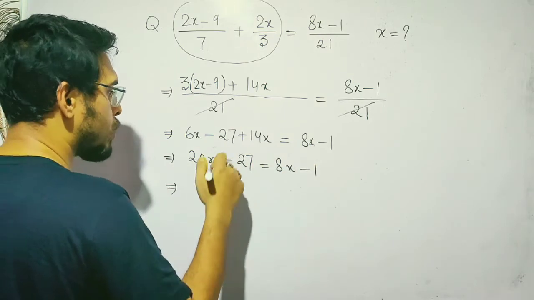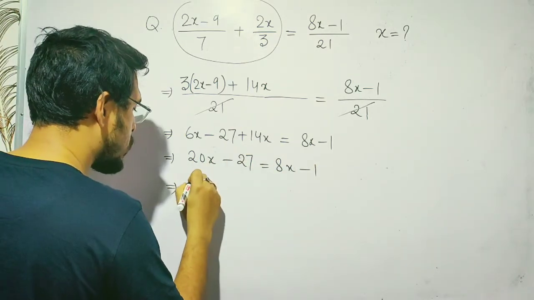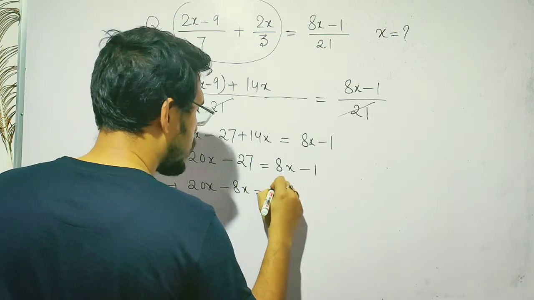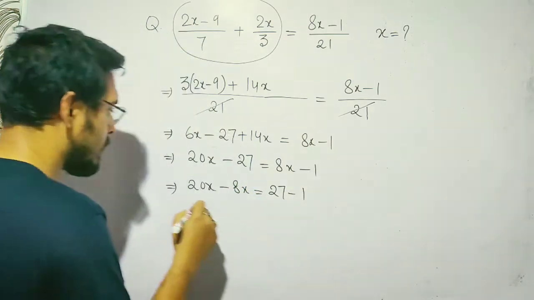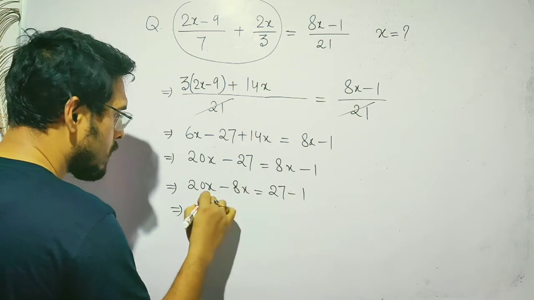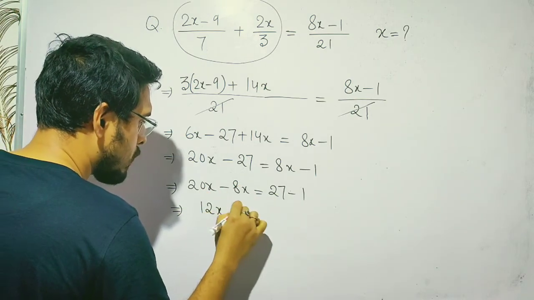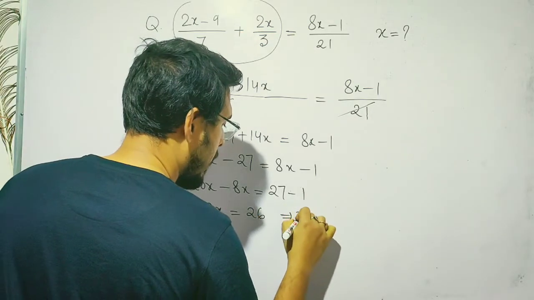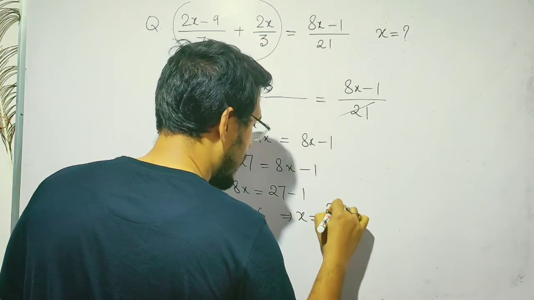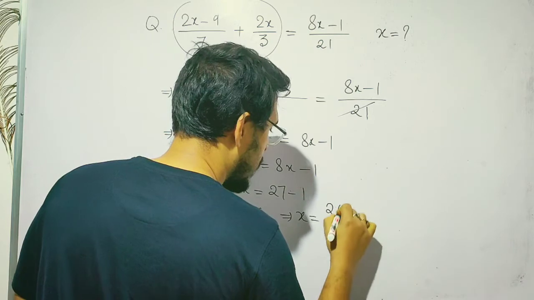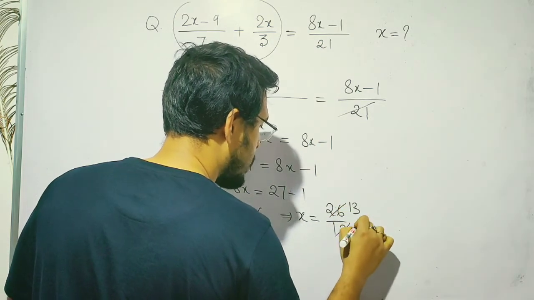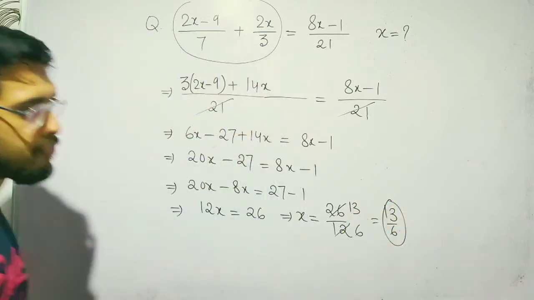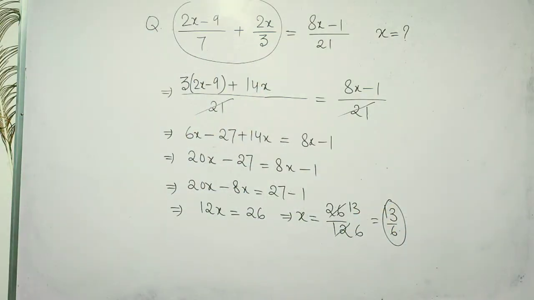So 8x will drop down here, 27 will go there. So 20x minus 8x will be equals to 27 minus 1, which means 12x will be equals to 26. So x will be equals to 26 by 12. If you cut it with 2, it will be 13 over 6. So your final answer would be 13 over 6. This is your final answer, 13 over 6.